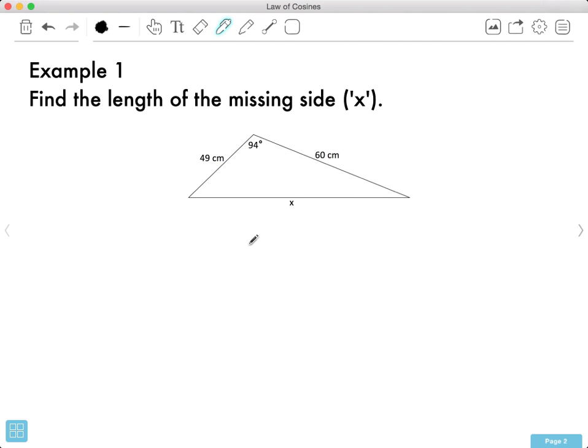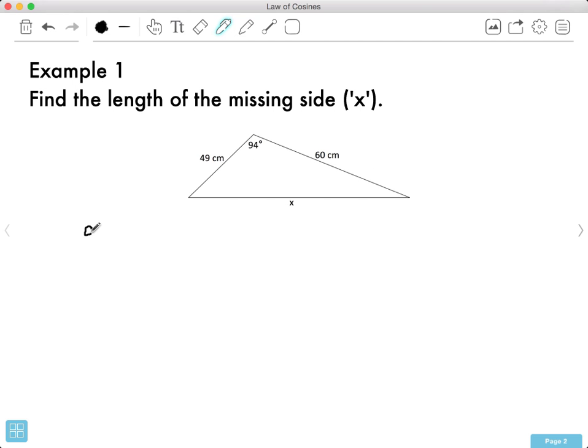Okay, let's get started with an example. Find the length of the missing side. The first thing you want to do is check if this is a sine law question. To have a sine law question, you need to have partners, meaning an angle given and the side opposite that angle given. We don't have that in this triangle, so this is a cosine law problem.